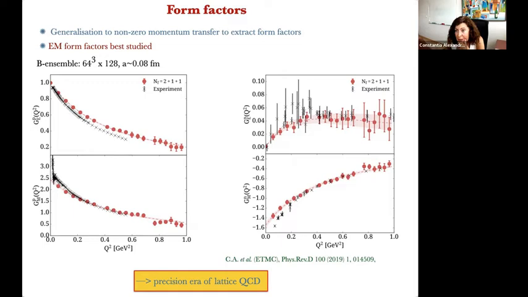However, if I go down now to the neutron, you see the kind of accuracy lattice QCD results achieve compared to experiment. I think this is impressive. And it will only get better because the machines get better and our algorithms get better. So this is what I call the precision era of lattice QCD.